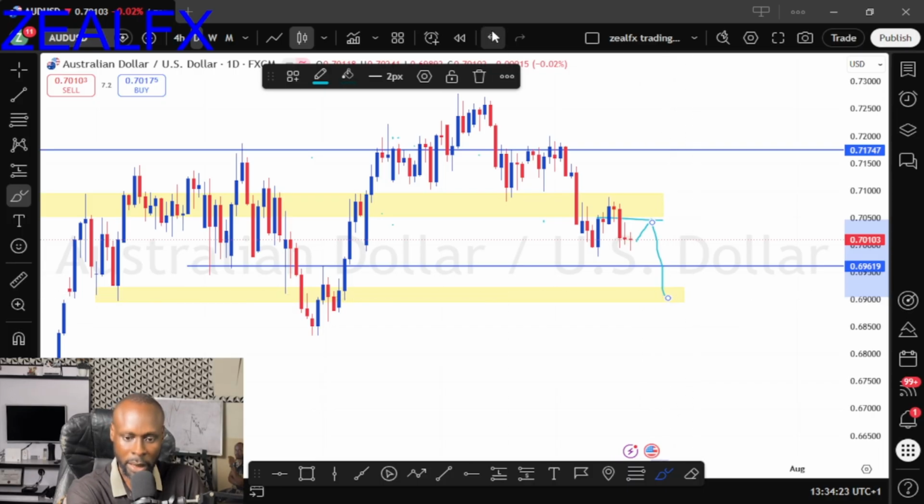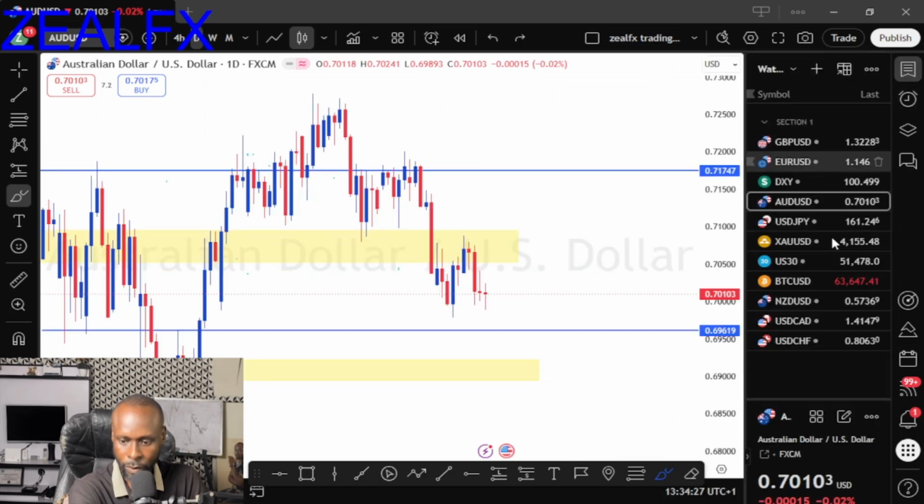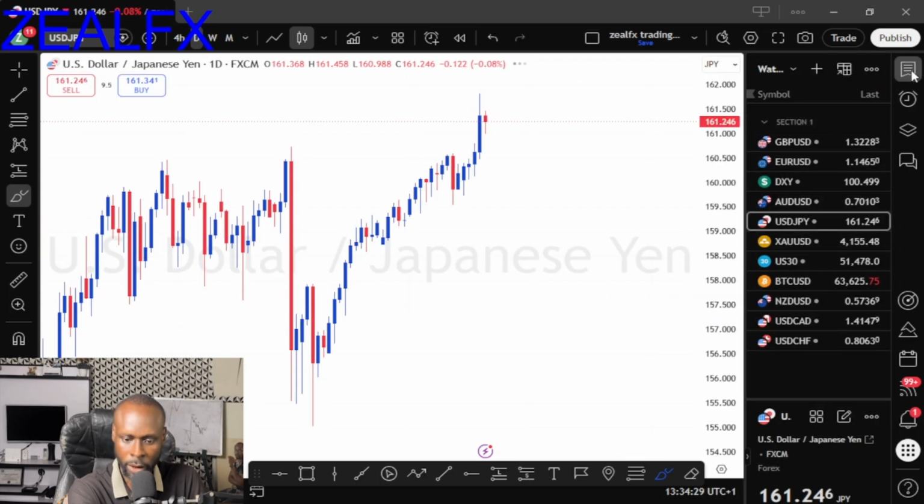So let's look at our next pair. This is the USD JPY.